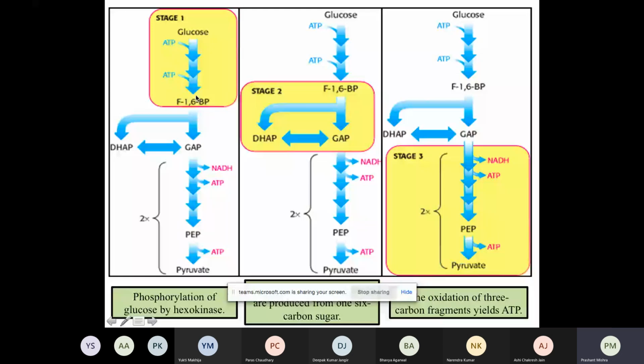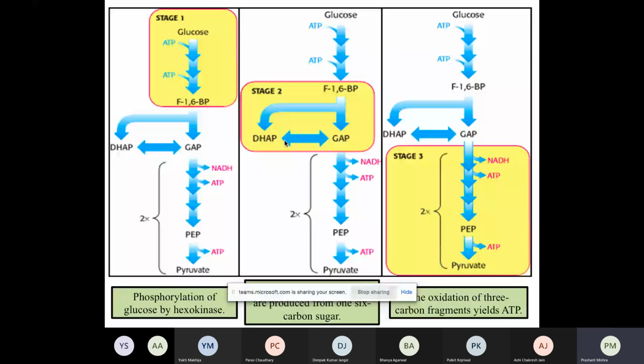The second stage which we have discussed is where fructose 1,6-bisphosphate is cleaved into the 3-carbon compounds glyceraldehyde 3-phosphate and dihydroxyacetone phosphate. And these two are interconvertible because both of them are isomers in nature. One, GAP, glyceraldehyde 3-phosphate, has an aldo group, and here you have a keto group. So both are 3-carbon compounds. They are aldo-keto isomers.